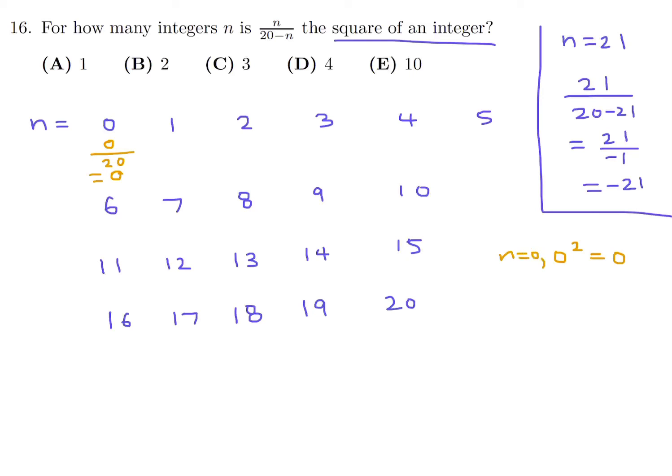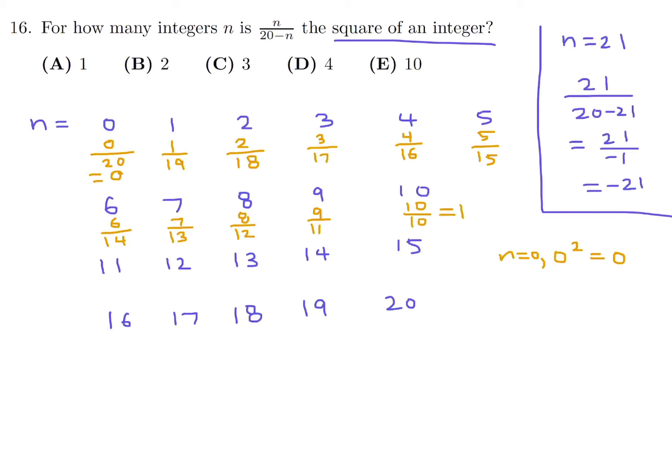Let's keep going. When it's 1, it's 1 over 19. When it's 2, it's 2 over 18. When it's 3, it's 3 over 17, 4 over 16, 5 over 15, and so on. 6 over 14, 7 over 13, 8 over 12, 9 over 11, 10 over 10. 10 over 10 is 1.